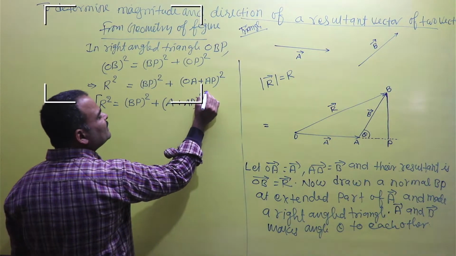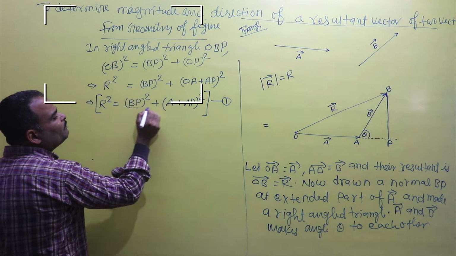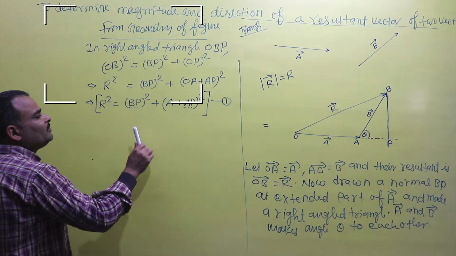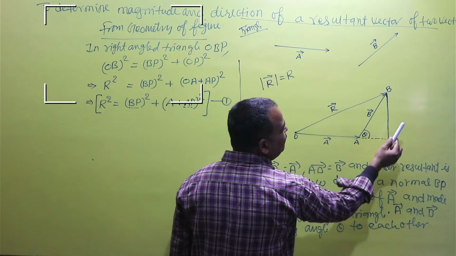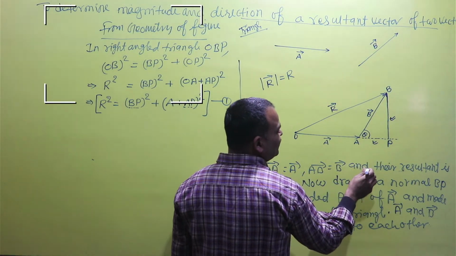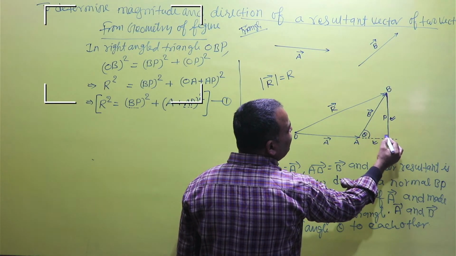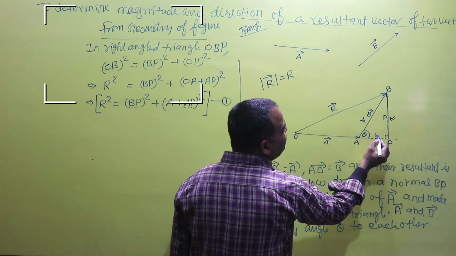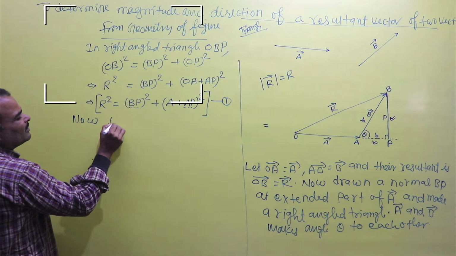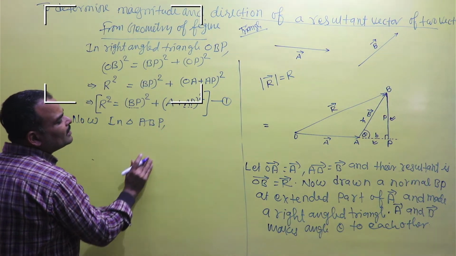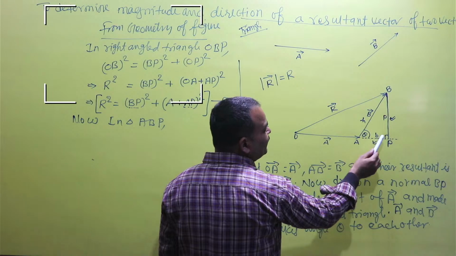Now let this equation be the first, and we have to find the values of BP and AP. First of all, we want to know the position of BP and AP. And this is theta. The front side to the theta is perpendicular, the front side to the right angle is H, and the rest is B. So in triangle ABP, the right angle triangle, we have to find the value of AP and BP.